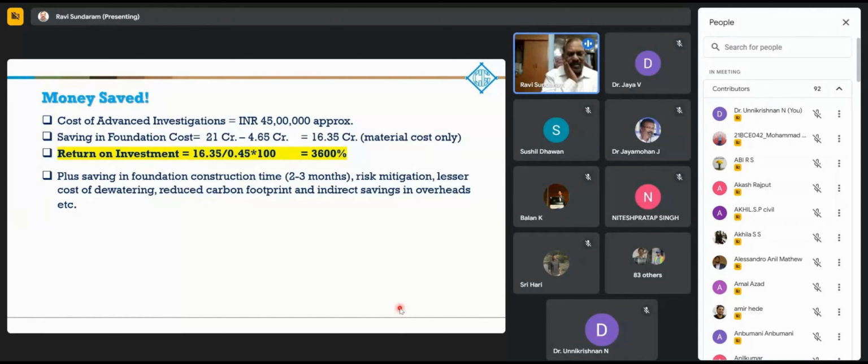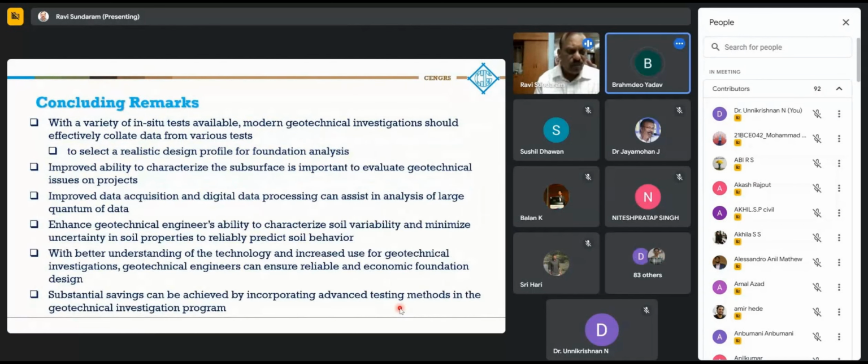So in addition to that, there was the saving in construction time because you don't need to install the piles, do the pile load test, and all that is not required. We have mitigated the risks, the lesser cost of dewatering, and most important nowadays is the reduced carbon footprint. And there are a lot of other indirect savings in overheads, etc. So with this, I conclude this presentation.